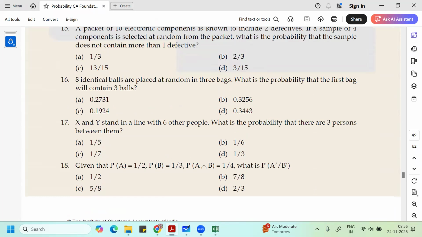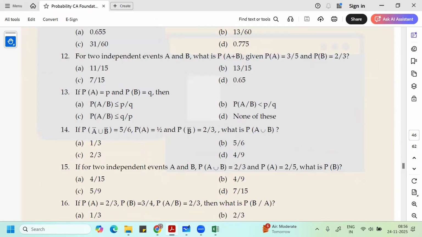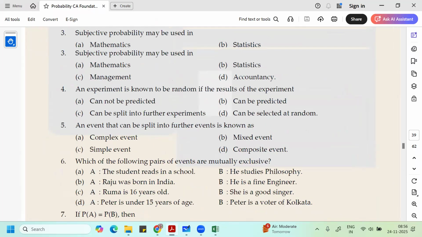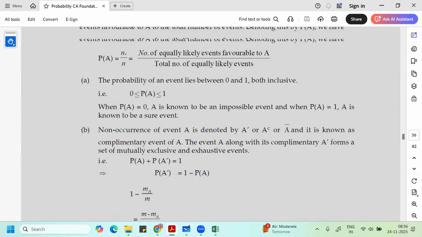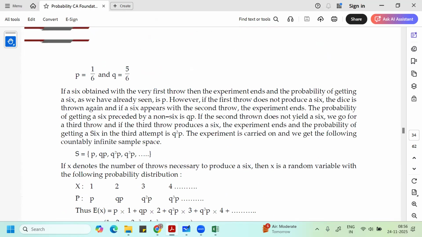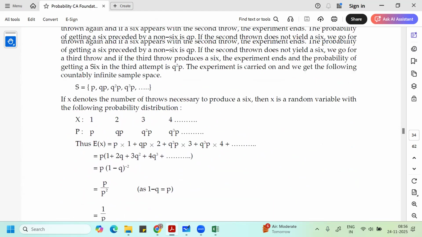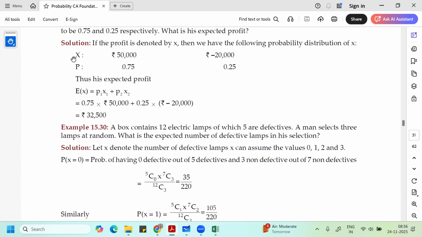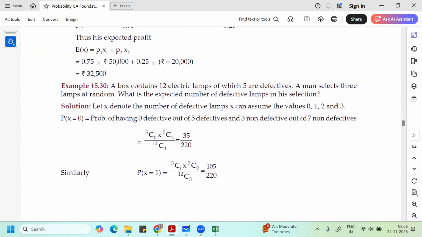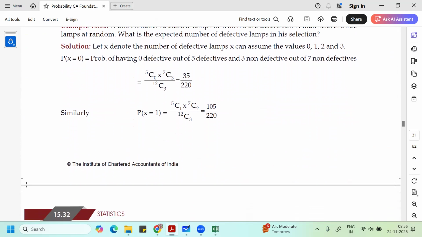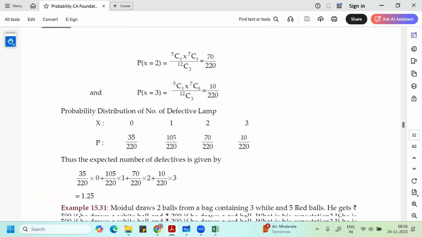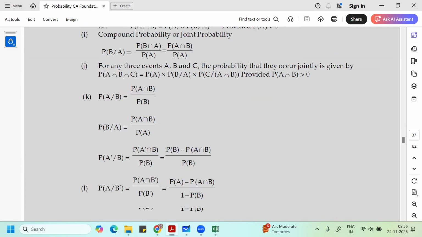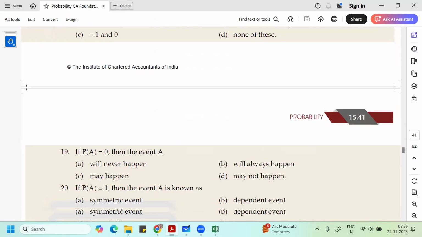Okay, let me check. Hmm. Somewhere a calculation mistake is happening. That's why you're not getting the answer.